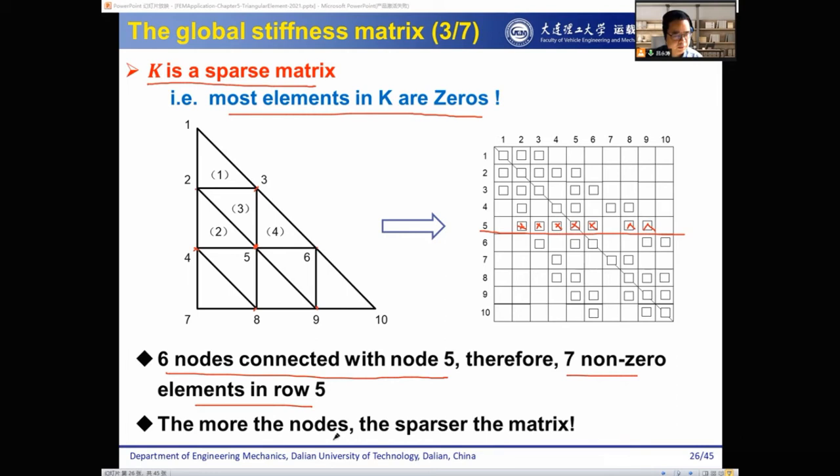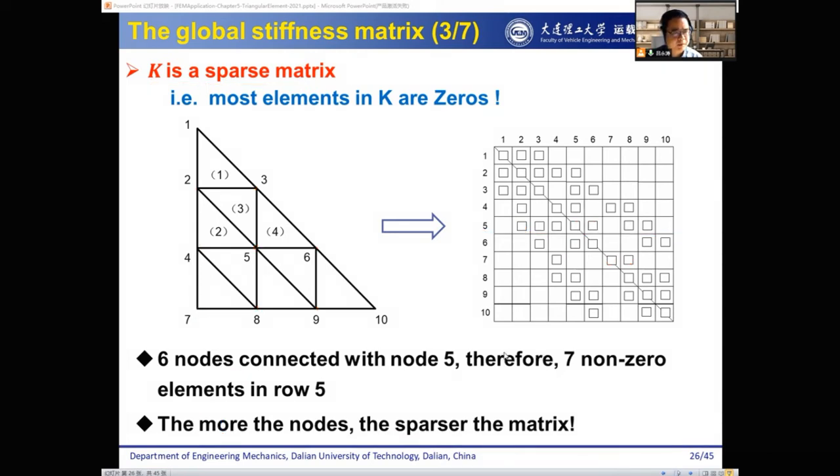And we know the more the nodes, the sparser the elements. So node 5 is connected to 6 nodes. That's why it has many non-zeros. But for example, let's have a look at node 7. For this one, it's only connected to 2 nodes, plus itself, so it only has 3 non-zeros. Which means it has many zero components. And the more the nodes, the sparser the matrix.